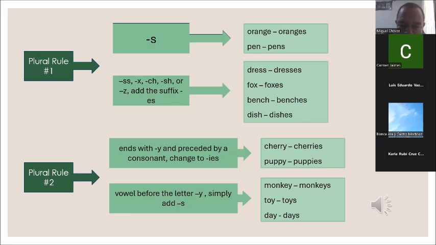The next plural rule is that if the noun ends with y and it is preceded by a consonant, you add the suffix es and change the y to an i. For example, cherry, cherries, poppy, poppies. However, if there is a vowel before the letter y, simply add s, without changing anything else. For example, monkey, monkeys, toy, toys, day, days.